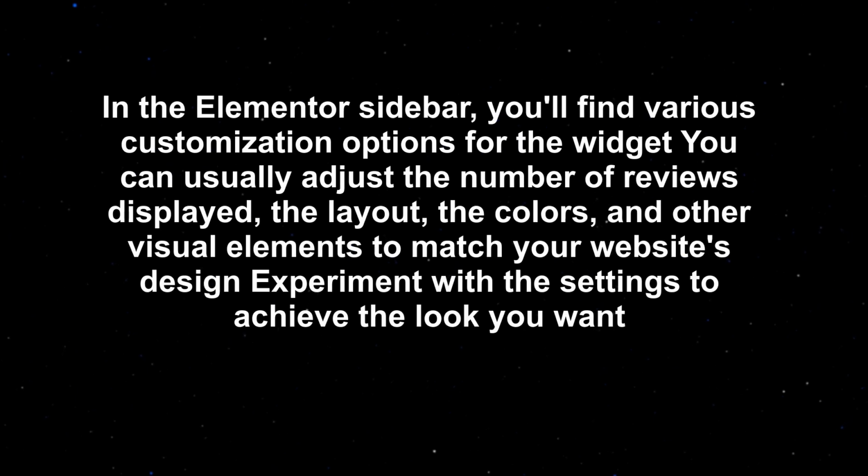In the Elementor sidebar, you'll find various customization options for the widget. You can usually adjust the number of reviews displayed, the layout, the colors, and other visual elements to match your website's design. Experiment with the settings to achieve the look you want.